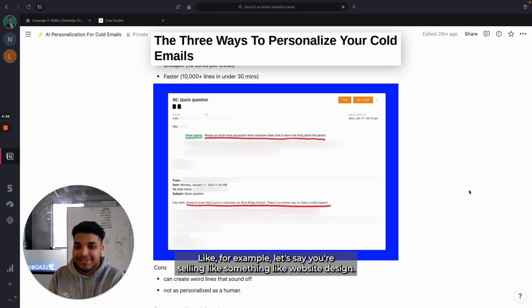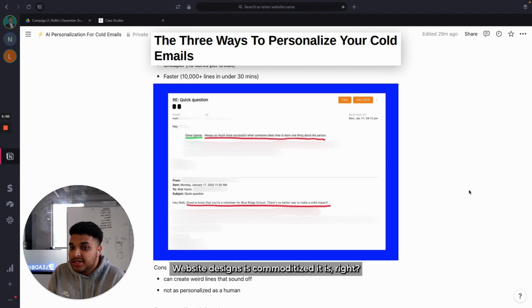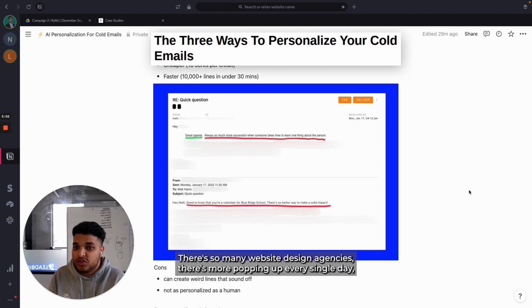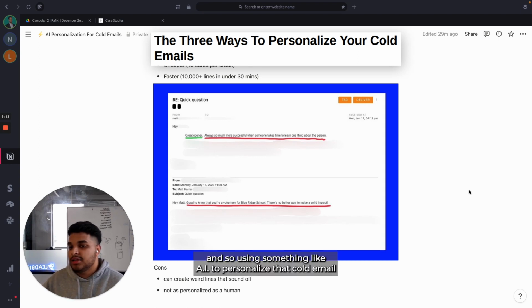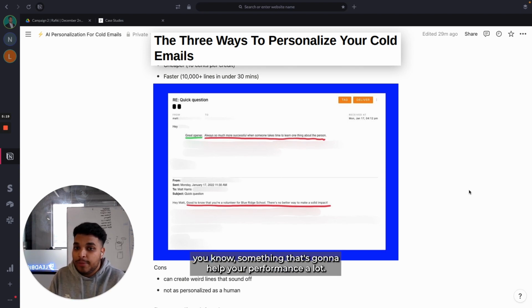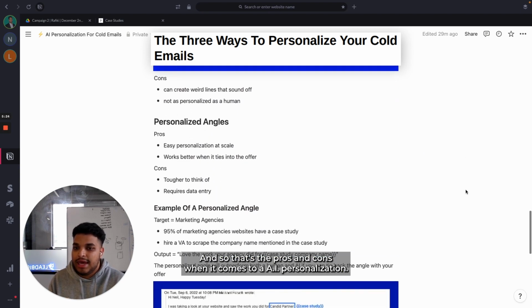Like, for example, let's say you're selling something like website design. Website design is commoditized. It is, right? There's so many website design agencies. There's more popping up every single day. And if they're cold emailing people to redo their website, there's probably another 15, 20, 30 people doing the same. And so using something like AI to personalize that cold email and to stand out in the inbox is something that's going to help your performance a lot. And so that's the pros and cons when it comes to AI personalization.